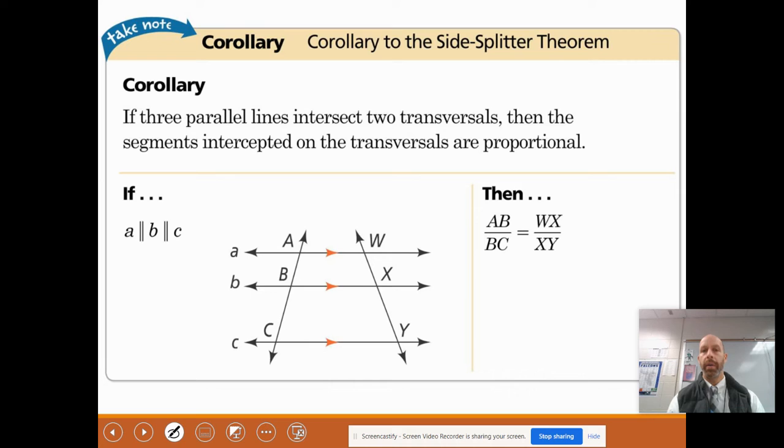Okay, so now we're going to look at something called a corollary of the side splitter theorem. And a corollary is just a kind of a simple result from a theorem. So this is essentially the same thing as the last theorem. But notice here we're not dealing with a triangle.